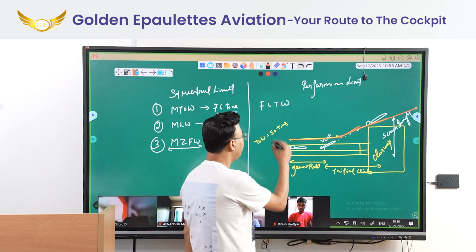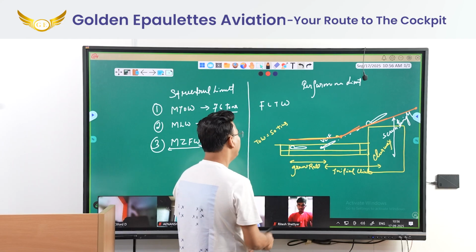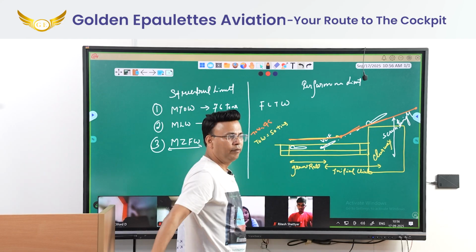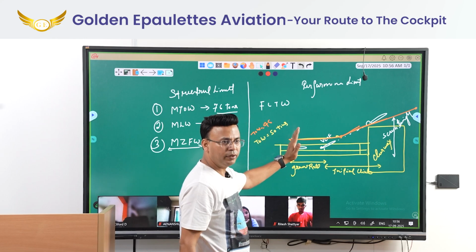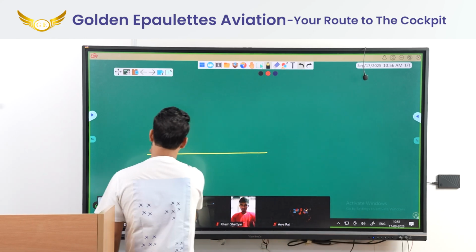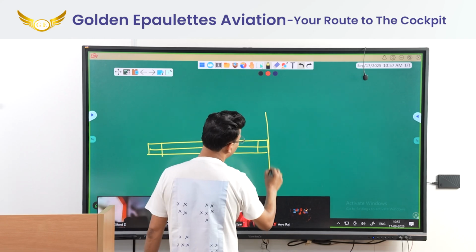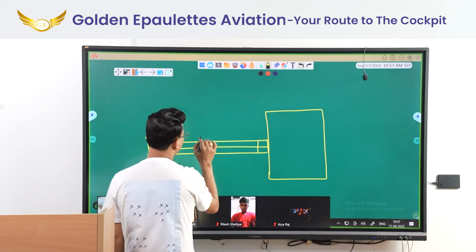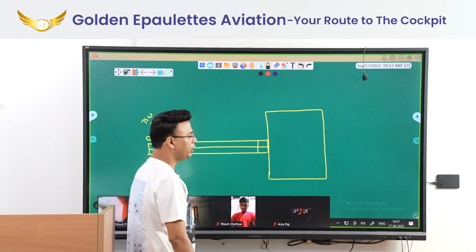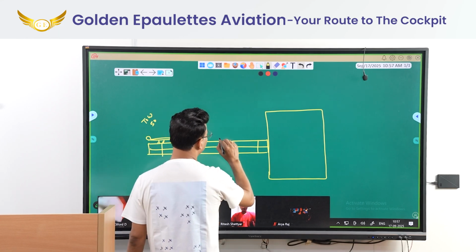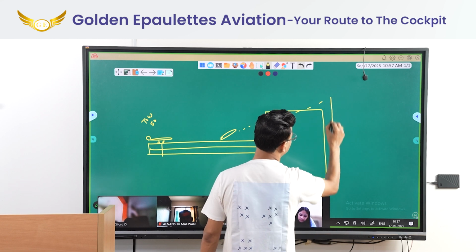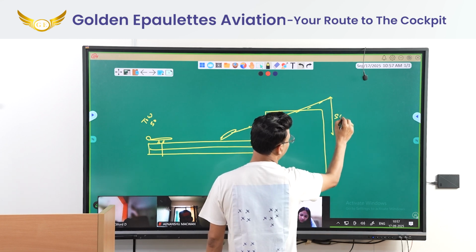So rather than 50 tons, you realize and say, okay, let's go with 45 tons. When you take off with 45 tons, you are exactly lifting off. This is your runway. This is your clearway. You take off weight 50 tons. With 50 tons, what is happening? You are lifting off here, and then you are reaching 35 feet here. Here you are reaching screen height.